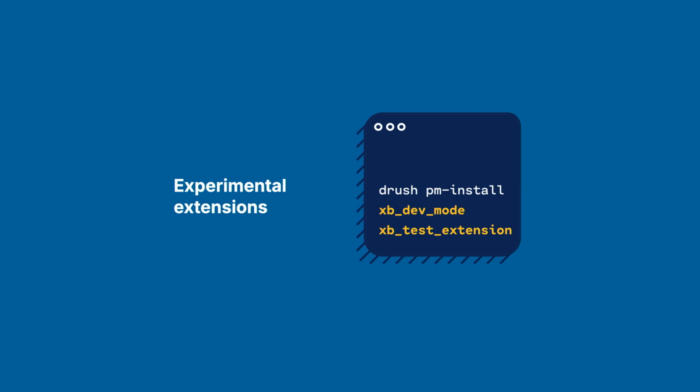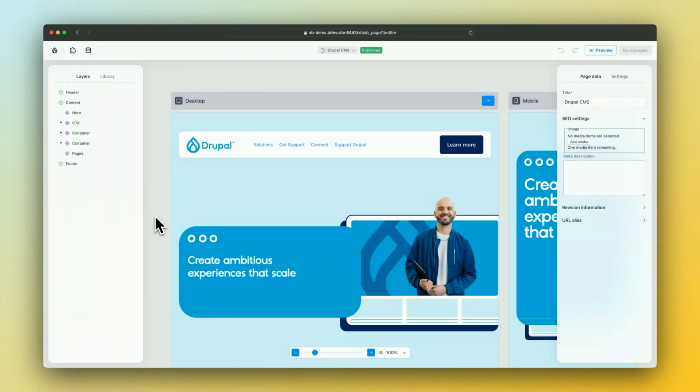Another experimental, very highly experimental feature, and I think you will see that you need to enable 2 modules. Well, first the dev mode module, XB dev module, and then the XB test extension is a reference implementation for you to extend how XB itself works, how the application itself works. And I have a quick demo of that.